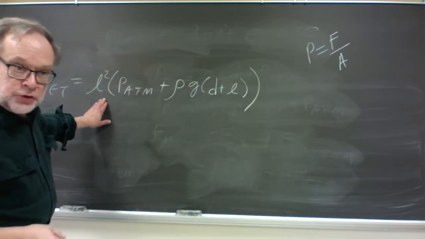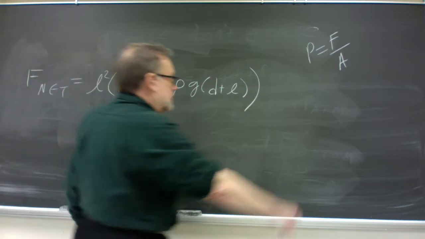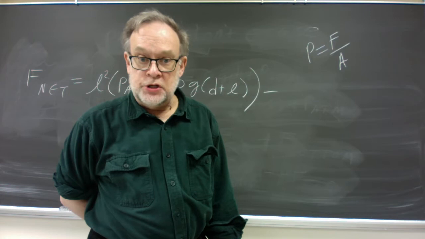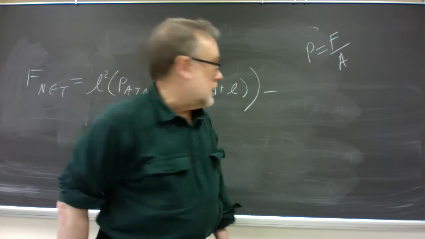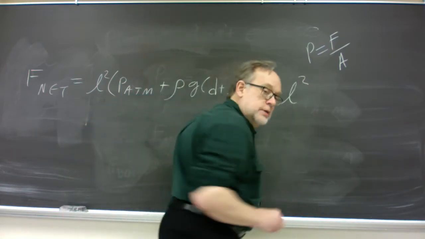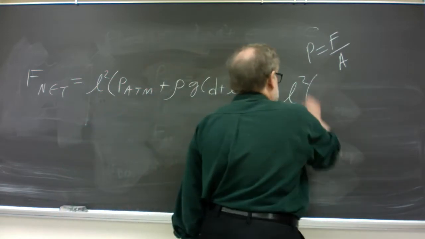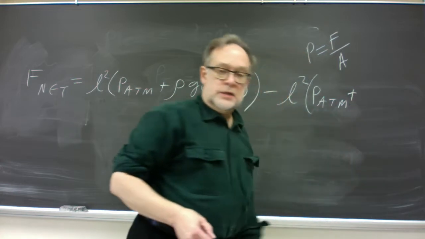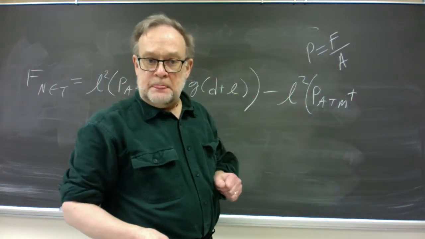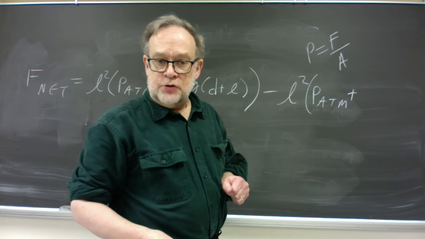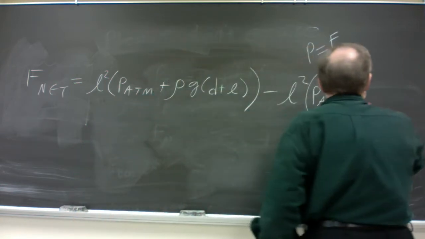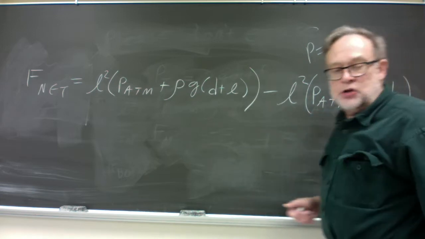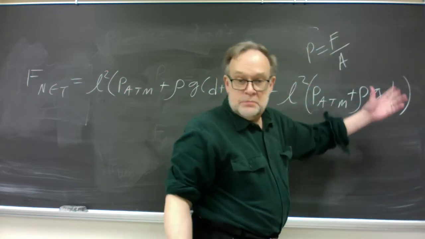That's the pressure, that's the force at the bottom pushing up, and then minus force at the top pushing down, which is area times pressure at the top. Area is L squared. And then the pressure at the top is atmospheric pressure plus the pressure you get from being deep in the fluid. And that contribution to the pressure is density of the fluid, g, times depth. And on the top side of the cube, you're at a depth of just d.